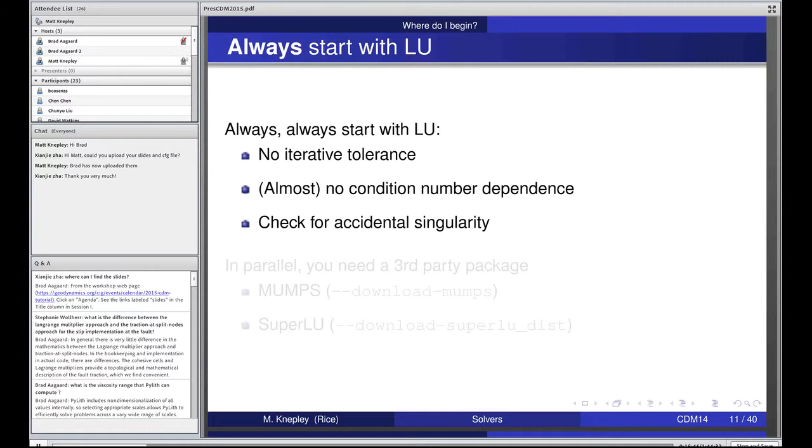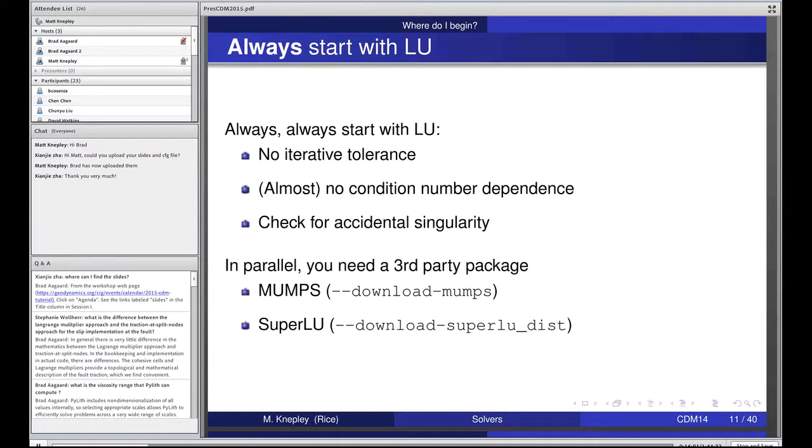The built-in LU that we have in PETSc just runs in serial, or just runs on a single processor. You can continue to run on multiple processors, actually, by using one of these packages, MUMPS or SuperLU. These can be downloaded automatically when you configure PETSc by providing these options to the configure process, and they can be selected as solvers the same way by giving an option.